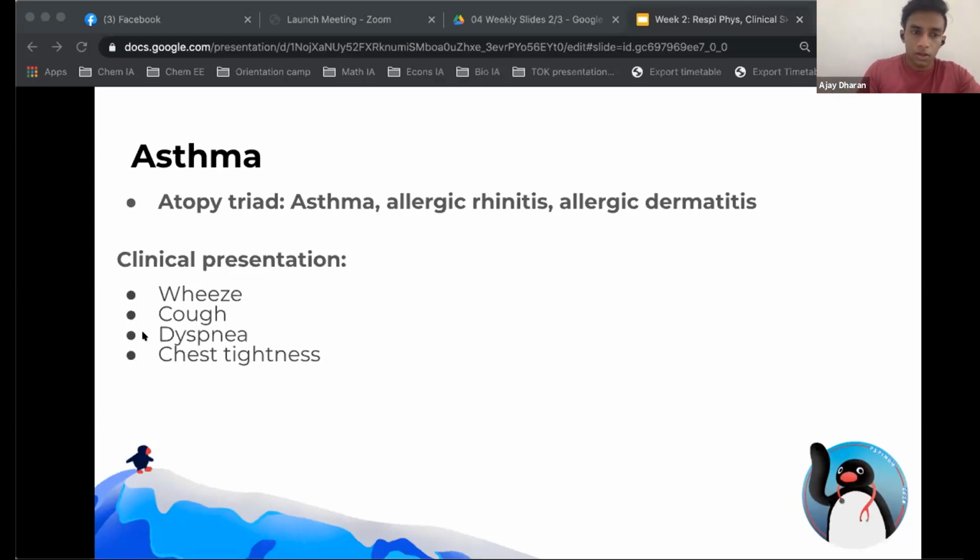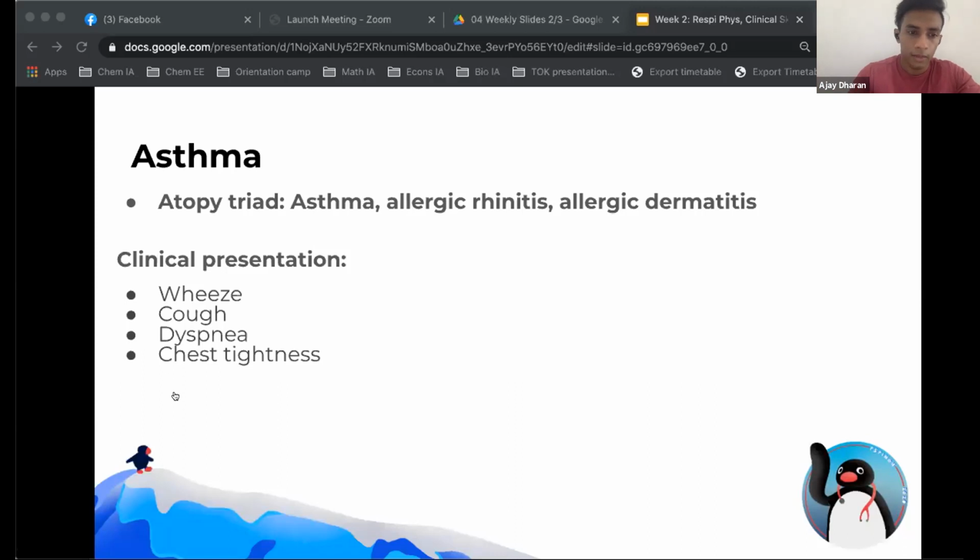People presenting with asthma usually will have a wheeze. A wheeze is usually because their airways are constricted. They cough because, again, they can't breathe properly, and they have difficulty breathing and chest tightness because their airways are being constricted. And one key thing you need to note for asthma is that it usually presents with the atopic triad.